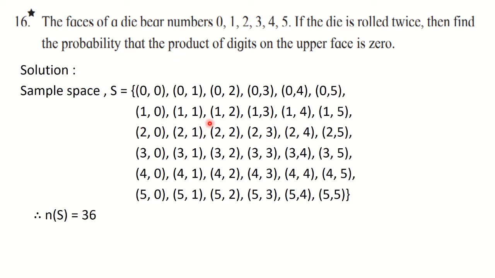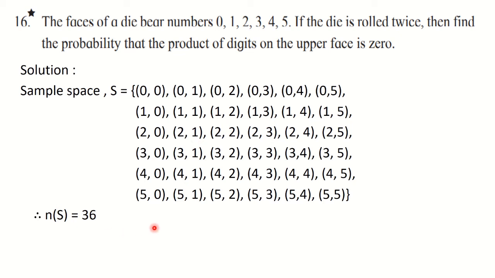So 10, 11, 12, 13, 14 and so on. In this way you are going to write down the sample space, which is similar to our regular die, but only here the numbers are different. That is why the sample space also is different. Number of sample space points are 36.